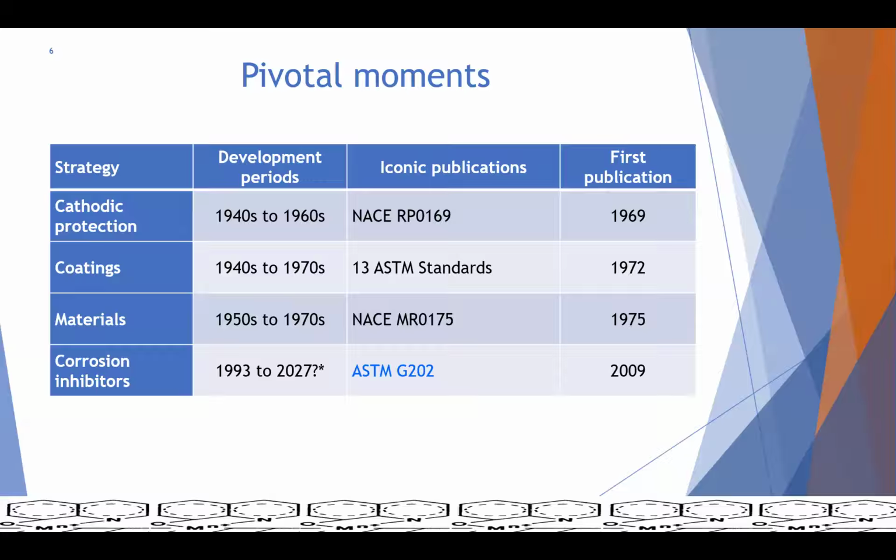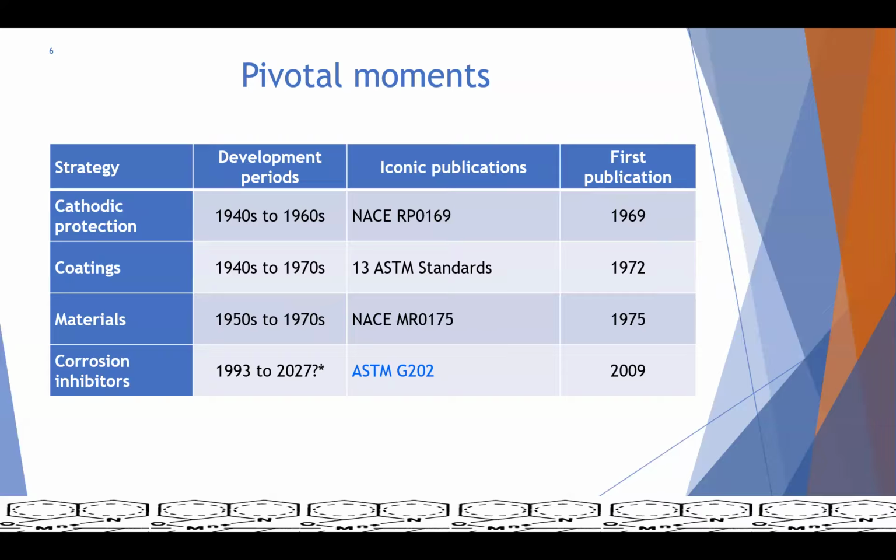In the 1940s and 1960s, a group of professionals established the NACE RP0169 for cathodic protection. Again, in the previous webinar, we heard about the history of NACE RP0169, which was a pivotal moment for cathodic protection. Similarly, for coatings, 13 ASTM standards were published from 1972 to 1978, and we still use all but one ASTM standard. Of the 13, we are still using 12 of them.